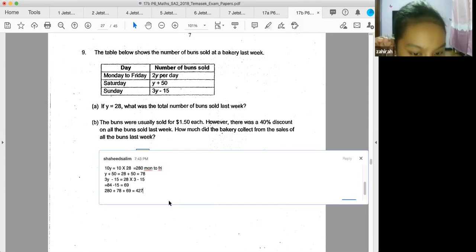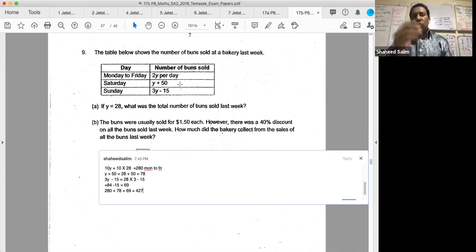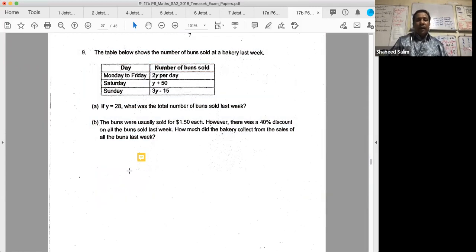If you feel that this is easier for you, if you understand this one, do this method. In maths, you do whatever method you understand. That's what you must do. If you do the other way and you don't understand, don't do the other way. Do the method you understand. Then you feel confident, you see. Okay, all right. The next one.